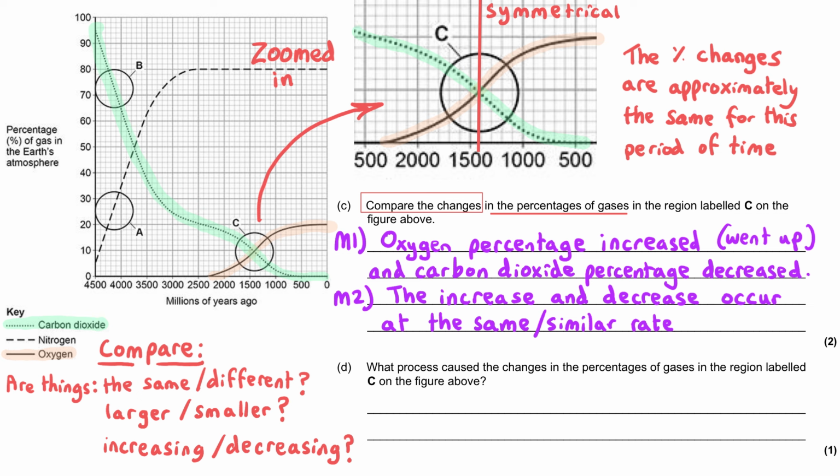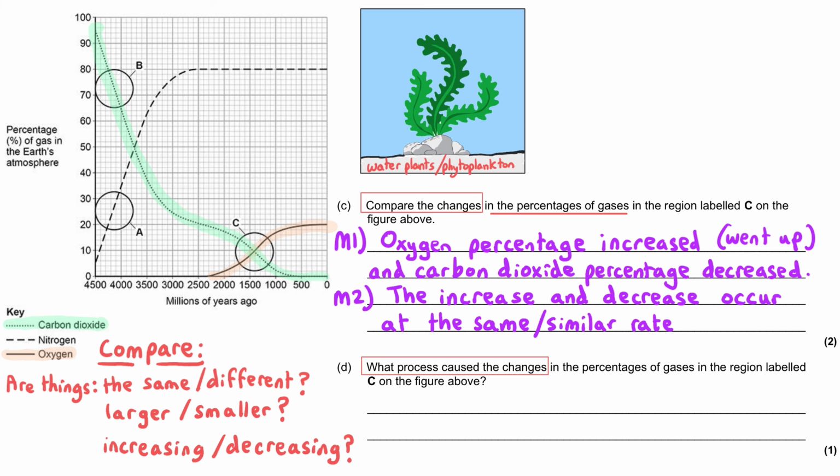And then we're asked to say what the cause of these changes in the region labelled C is. And the cause of this change is photosynthesis. The trees and plants in the early Earth will be taking in that carbon dioxide and releasing oxygen. But you can simply get this from just saying photosynthesis.